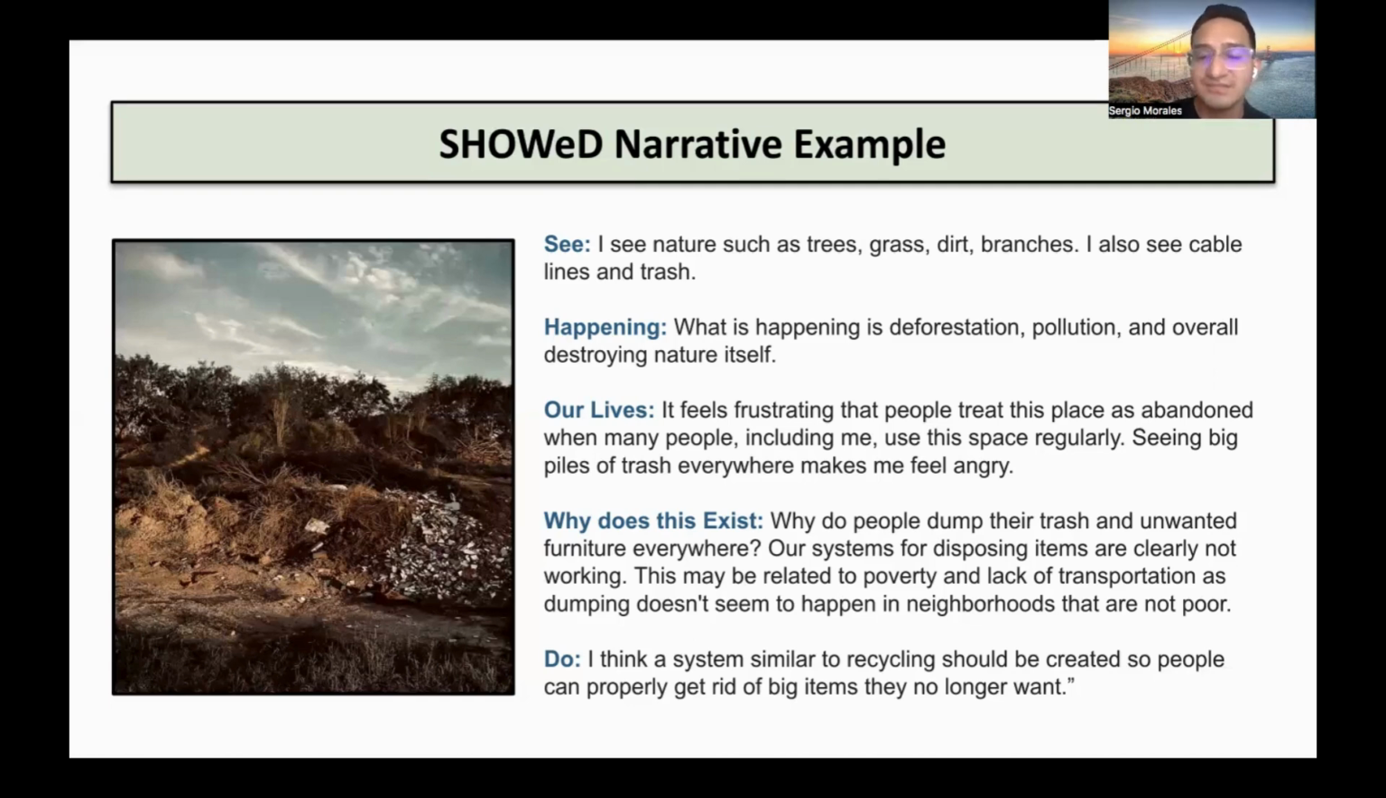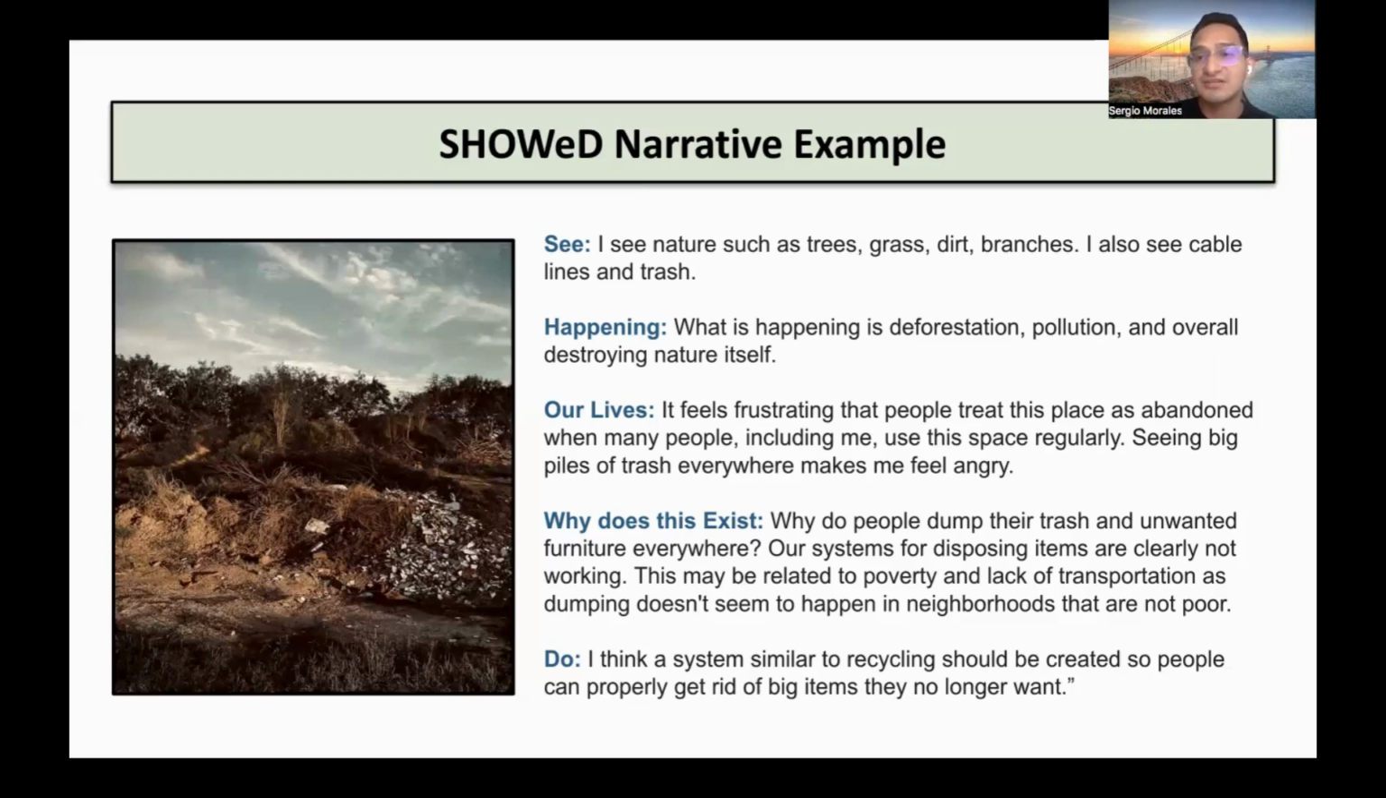And then we get to the question, why does this condition exist? Here the young person starts to think critically about what is happening in this picture and the forces causing it, in this case, the trash. What I like about this part is that she does mention that people dump their trash and unwanted furniture everywhere, but she then relates this issue to a greater structural issue: there's a lack of a system to dispose items, or the system is not working. So that's why a lot of people are throwing the trash. She relates individual actions to structural issues.